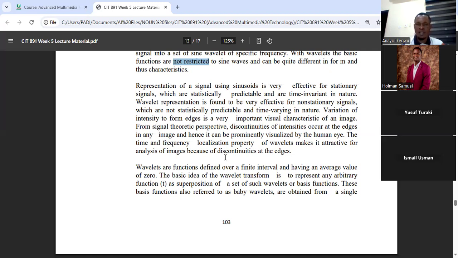What were we trying to say? That wavelets were established to be effective mostly in non-stationary signals. Fourier transforms are good for stationary signals, but wavelets are good in non-stationary signals, those that vary or change.